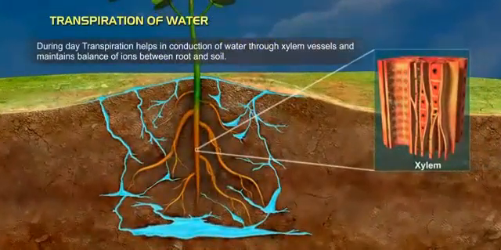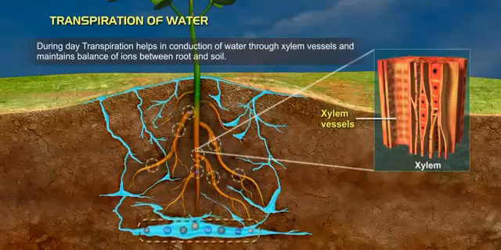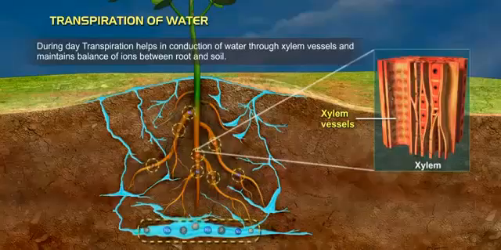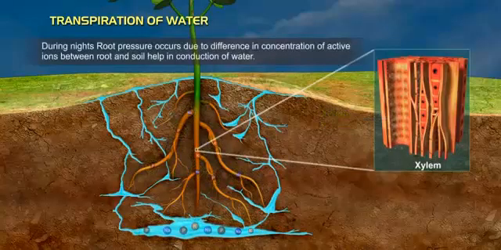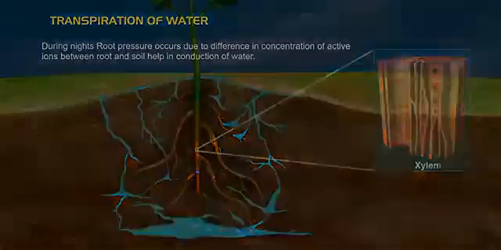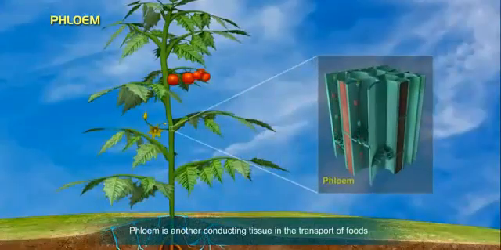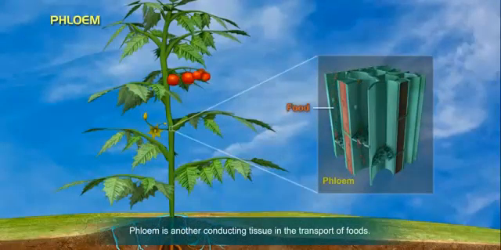During the day, transpiration helps in conduction of water through xylem vessels and maintains balance of ions between root and soil. During nights, root pressure occurs due to the difference in concentration of active ions between root and soil, and helps in conduction of water. Phloem. Phloem is another conducting tissue, in the transport of food.